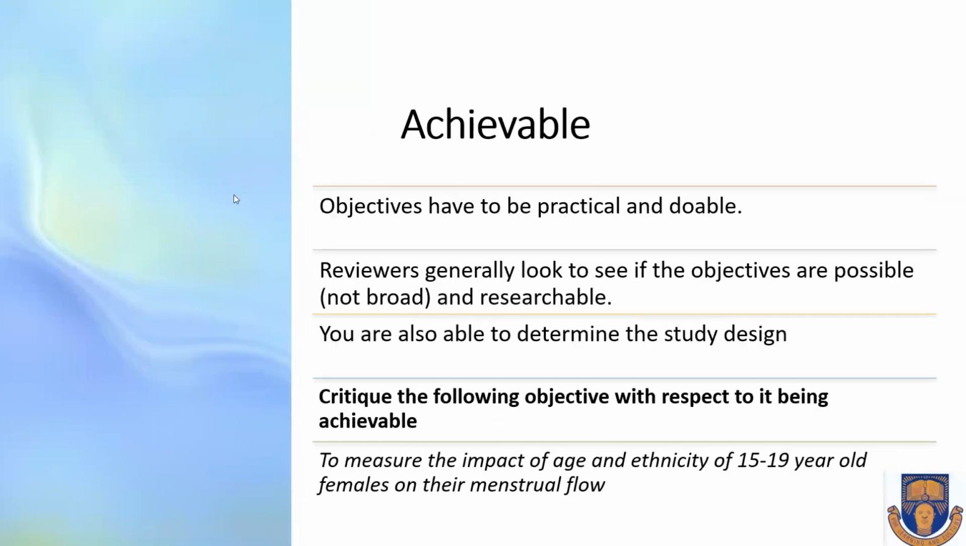We're now going to the A in SMART. Remember, that's what we're looking for in our objective. Specific, measurable, we're at the A now. Achievable. When we talk about achievable, we expect your objectives to be practical and doable. The study as defined by the objective must be doable. And therefore your reviewers, when you submit your manuscript, will be looking at whether the objective is not broad. That's one of the things I was saying at the beginning.